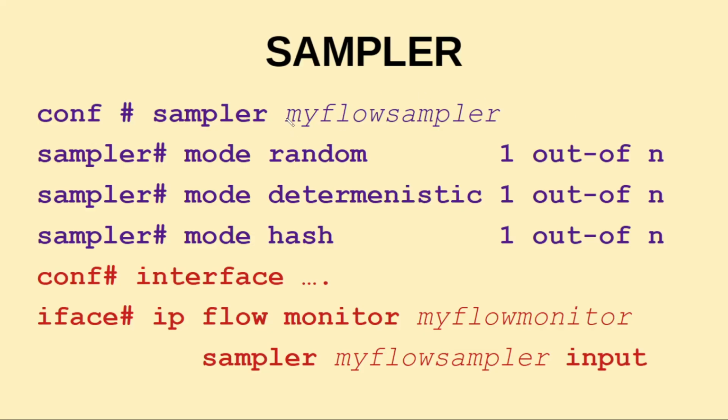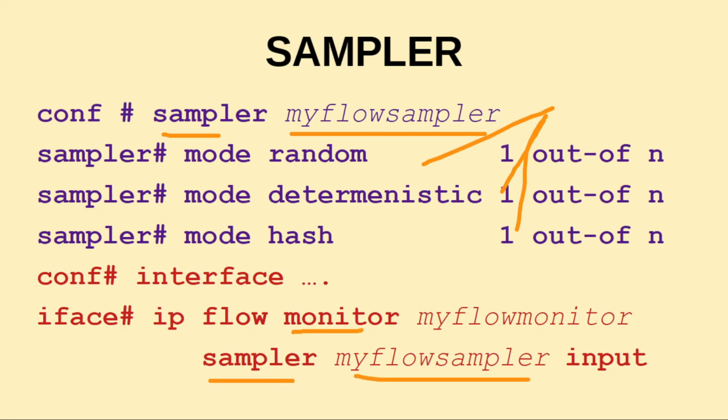Optionally, we can change the operation mode of NetFlow into sampling. With the command sampler and the sampler name, we can configure the sampling method. After configuring the sampler, when configuring the monitor, we can supply the sampler name in the same command.